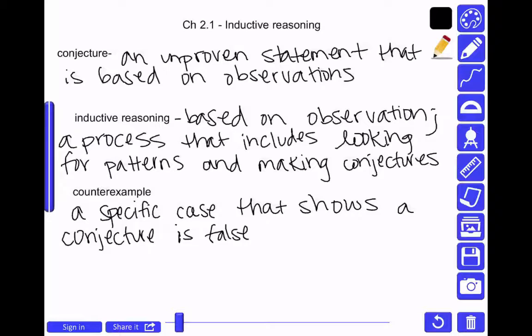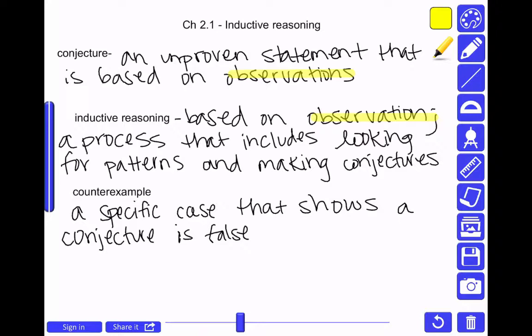This video is over inductive reasoning, which is in the book, chapter 2, section 1. Here are 3 vocabulary words that you need to know. A conjecture is an unproven statement that is based on observations. Inductive reasoning is also based on observations. It's the process that includes looking for patterns and making conjectures. I want you to notice the similarities between conjecture and inductive reasoning, and that is observation.